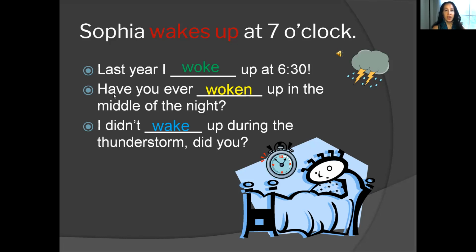So anytime you see have or had, there's usually an EN at the end, okay? When you have did or did not, you will probably use the present tense here because I didn't wake up during the thunderstorm, did you? Okay, it's during. So you have to think about, when is this happening? I know they're tough, but for the ones that got it, congratulations.